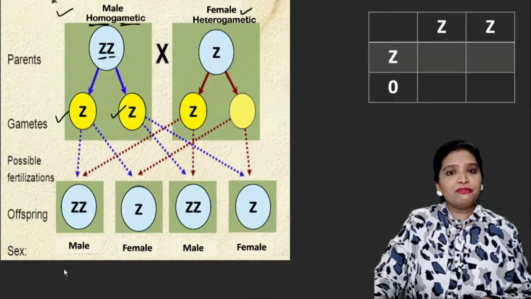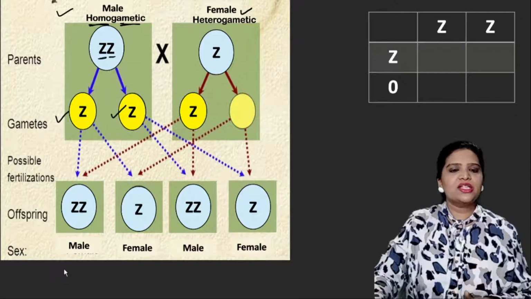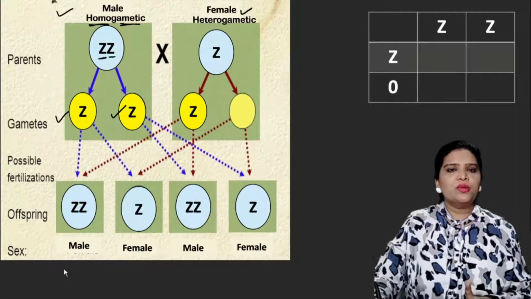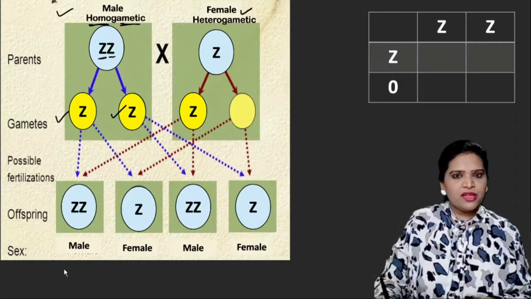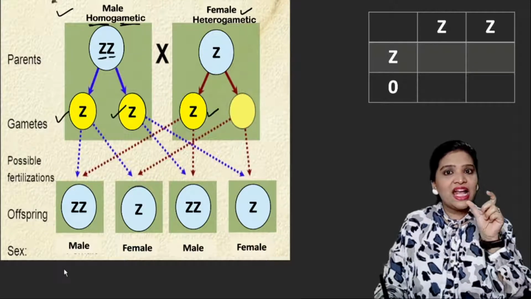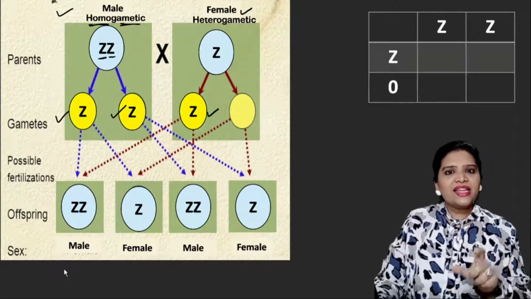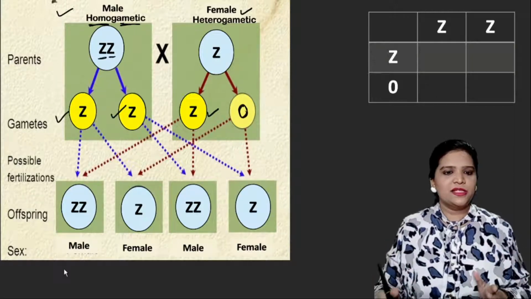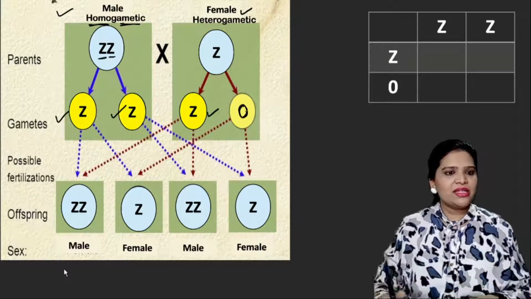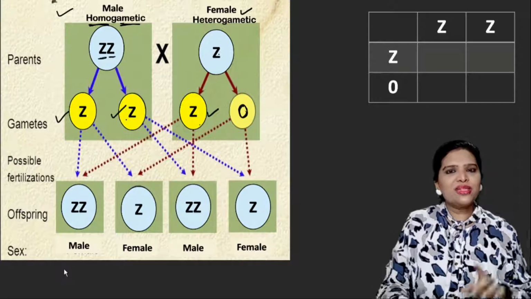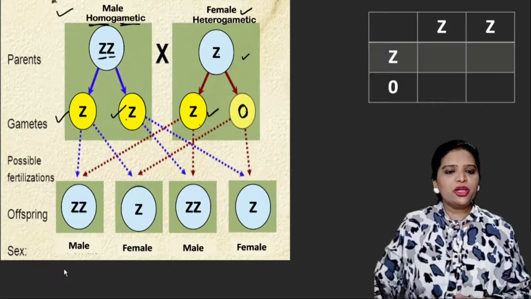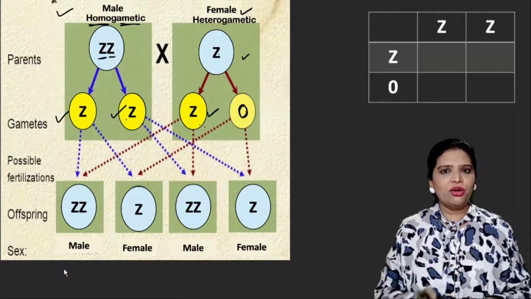The female is heterogametic, that means only one sex chromosome. So the eggs produced by the female have 50% Z chromosome and another 50% have no chromosome, that means 0 or absent. So these are the gametes. ZZ male produces Z and Z type of gametes, Z0 female produces Z and 0 type of gametes.